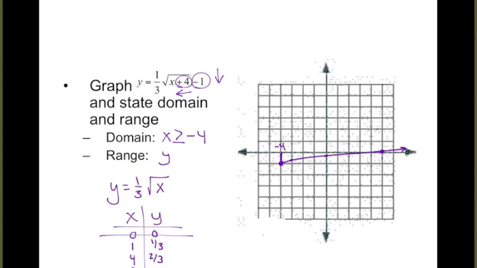Range talks about y's. Where does the graph begin for y values? -1. And does it get bigger or smaller? Bigger. So y is greater than or equal to -1. Okay. So we look at where that endpoint is according to x and y. Domain is x and range is y.